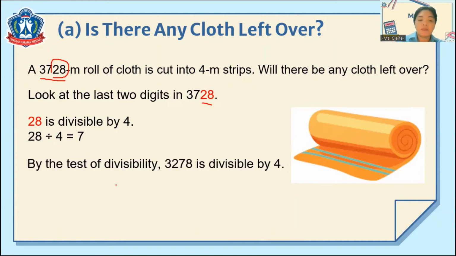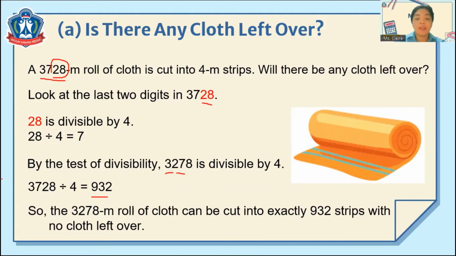So therefore, by the test of divisibility, 3,728 is divisible by 4. If we divide 3,728 by 4, the answer is 932. So there will be 932 strips with no cloth left over. Okay, a number can be tested for divisibility by 4 by simply looking at the last two digits of the number. If those can be divided by 4, therefore the whole number is divisible by 4. Take note of that.